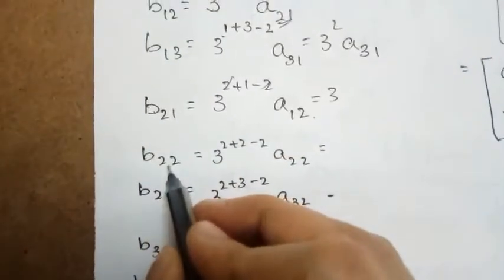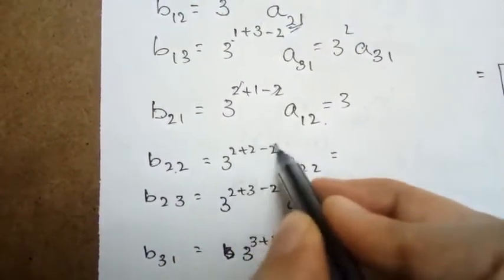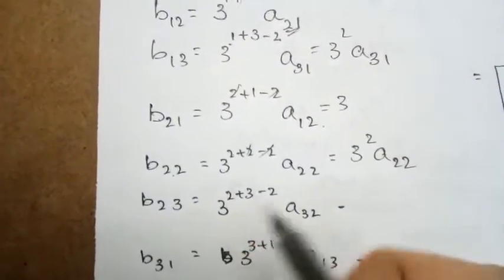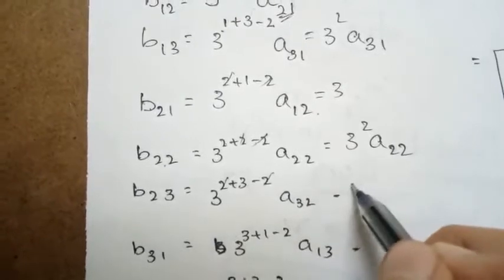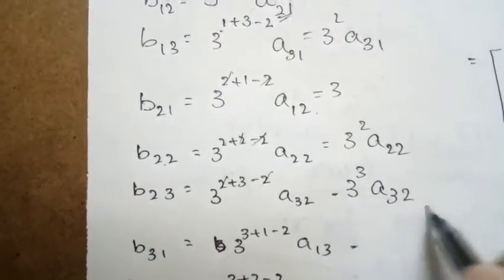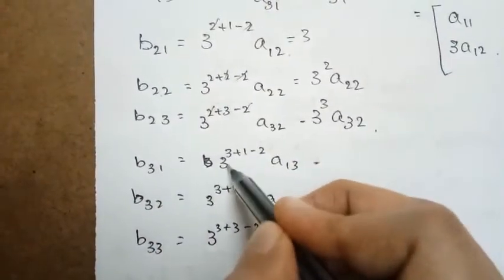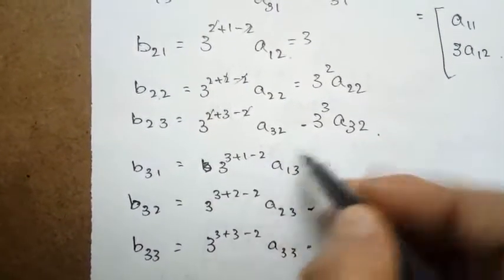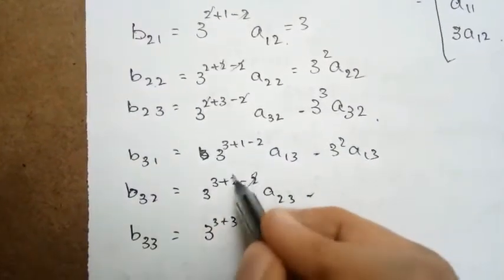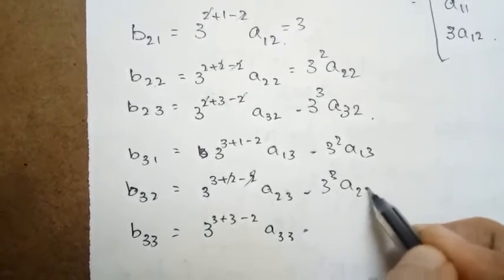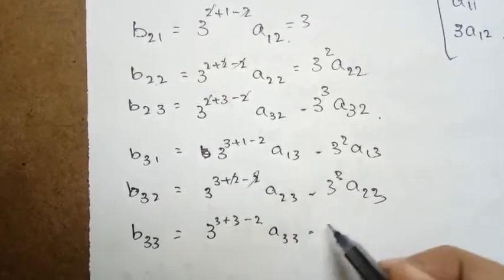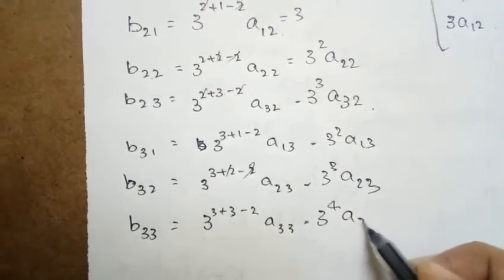So now what is B22? 3 to the power 2+2-2, which is going to get cancelled. We are going to get 3 square A22. So what is B23? Again these two get cancelled. We are going to get 3 cube A32. And next, B31: 3+1 is 4, minus 2, it is 3 square A13. And B32 is nothing but 3 cube A23. And here 3+3 is 6, minus 2, it is 3 to the power 4 A33.